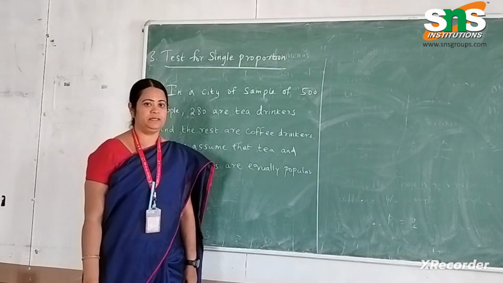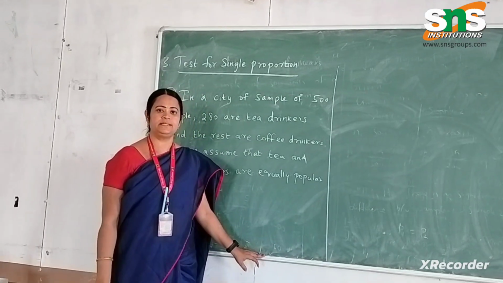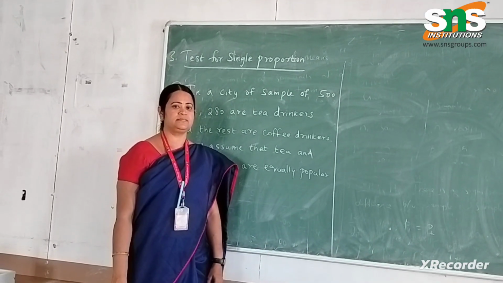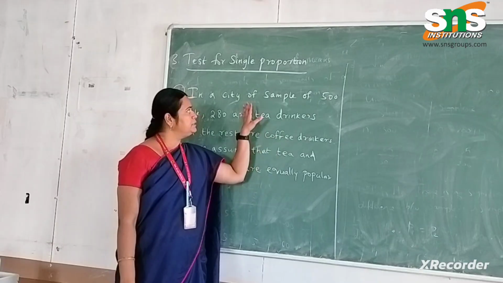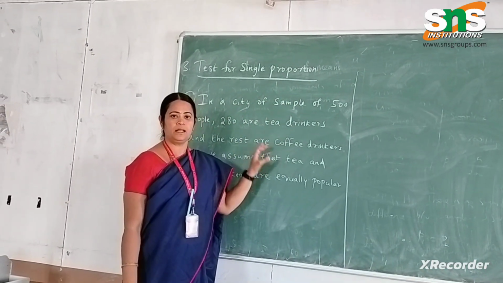Going to see type 3, the test for single proportion. In the previous class we have seen two types. One is the test for single mean and the second is the test for difference of means. And here the third one is the test for single proportion. All these come under large sample.